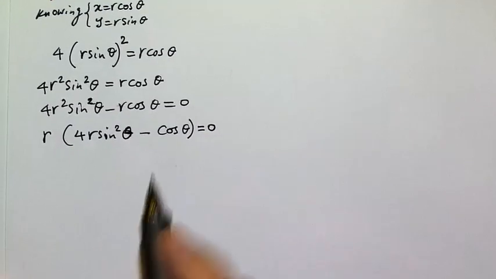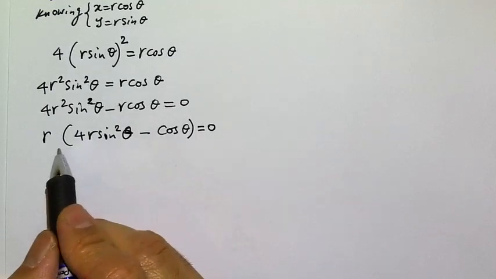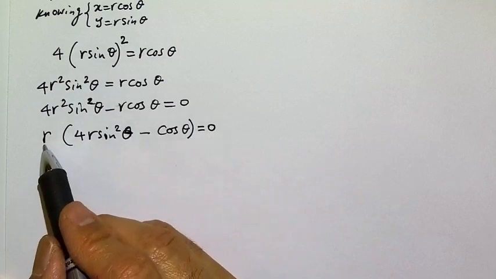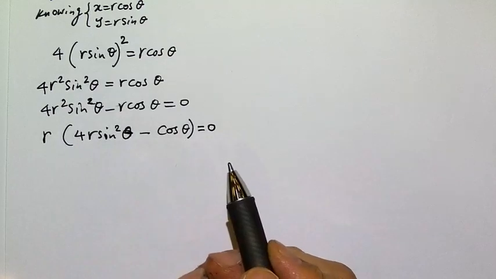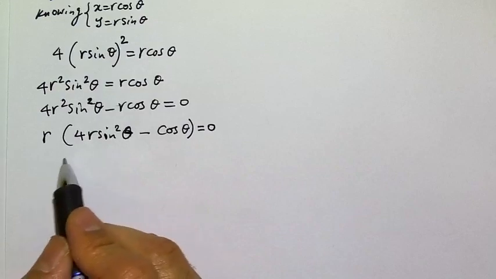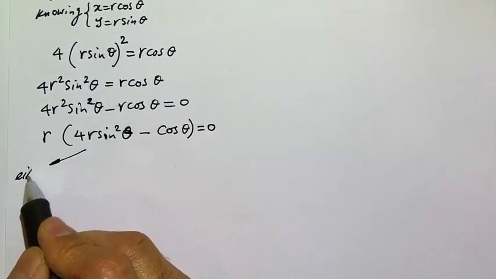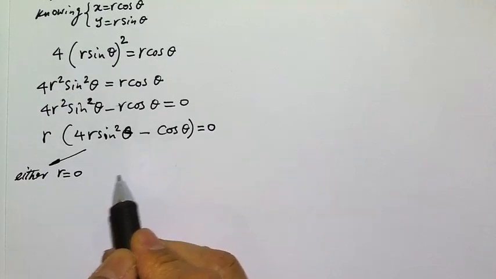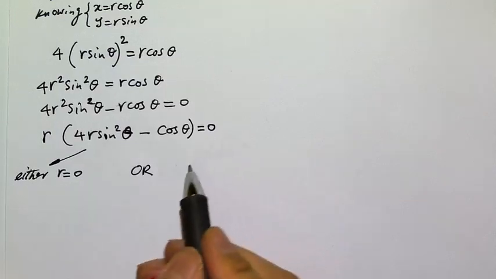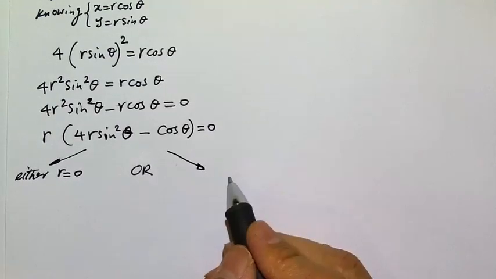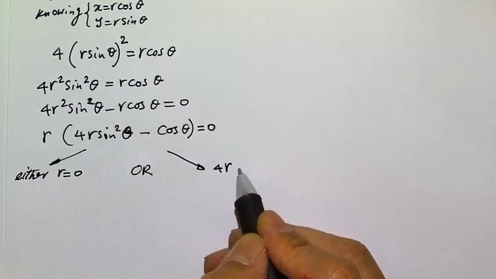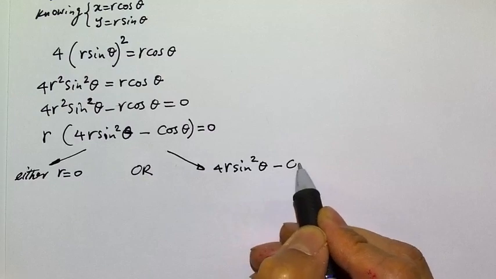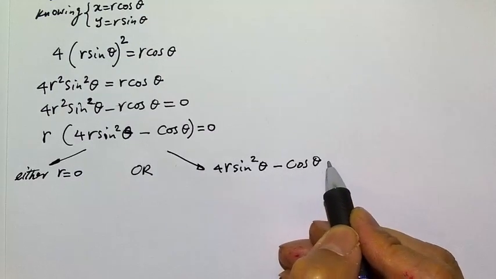Right? So in this case, when would this equation be true? Either when r equals 0 or this entire thing is 0. Right? So let's write that down. So either r has to be equal to 0, right? Or we have to have that expression 4r sine squared theta minus cosine theta equals 0.